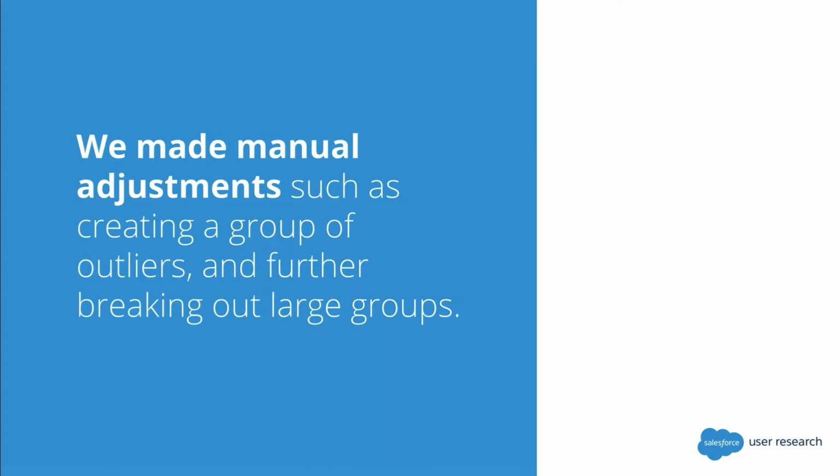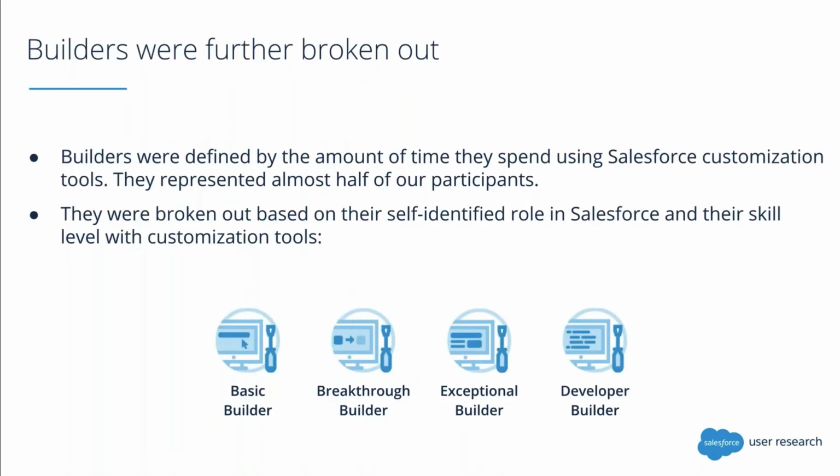And the second way that we iterated manually on our personas is with our builder group. So our builders emerged and were defined as people who spend a lot of time customizing in Salesforce. But they represented almost 50% of our sample size, and we recognized that that wasn't nuanced enough to be valuable for people who are going to be using these personas. So we ended up breaking them out based on their skill level, which is something that we took inspiration from our first persona set that I showed earlier. So we ended up with basic through developer builders, and these personas felt nuanced enough to actually be valuable.